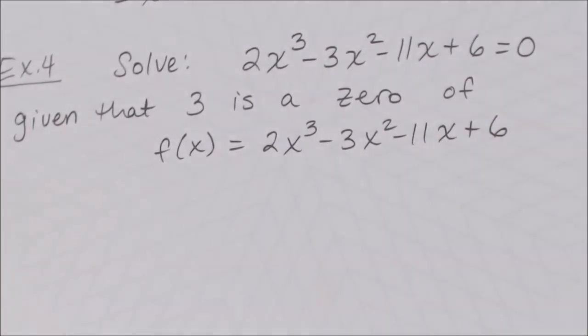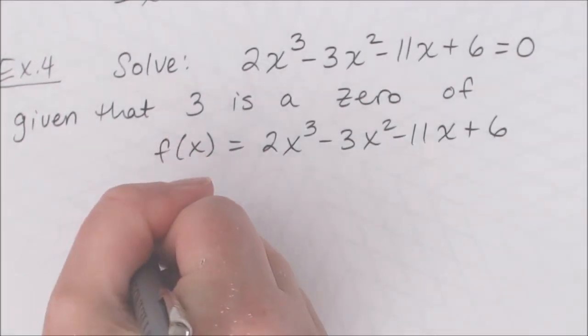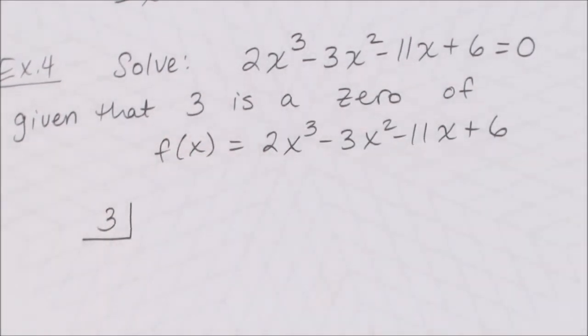So there's a factor theorem that tells us that if 3 is a 0 of that polynomial, that means if you were to plug in 3, you would get 0 for the y value. And likewise, if we were to do synthetic division, we should get 0 as a remainder. So we're going to use synthetic division, and we're going to use 3 as the number in our box.